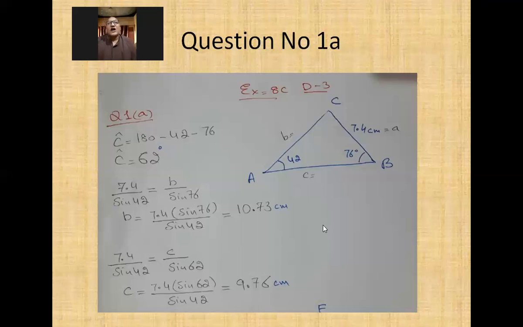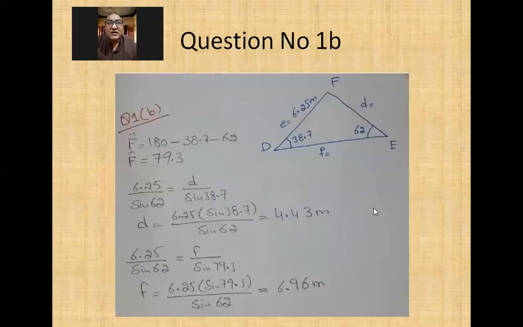So now you see, I know all three sides and all three angles. So that is question number 1, part A. Hopefully you have understood this question. We have used the sine law to find the unknown sides.